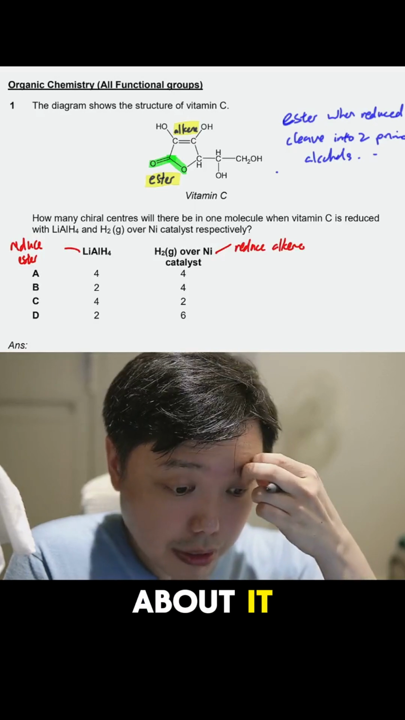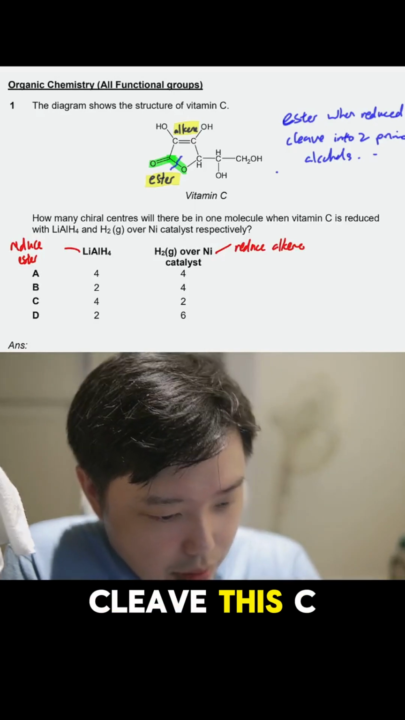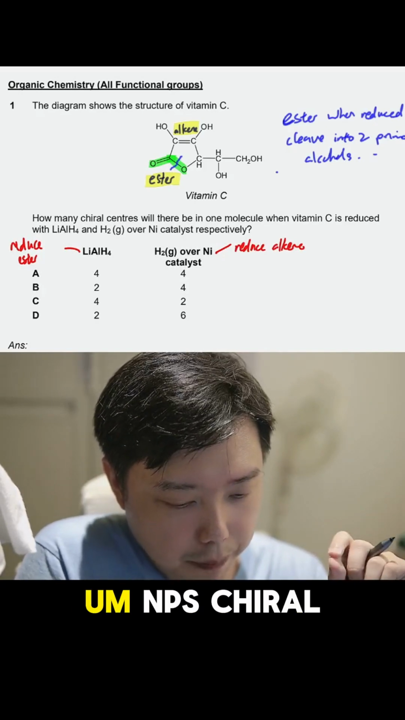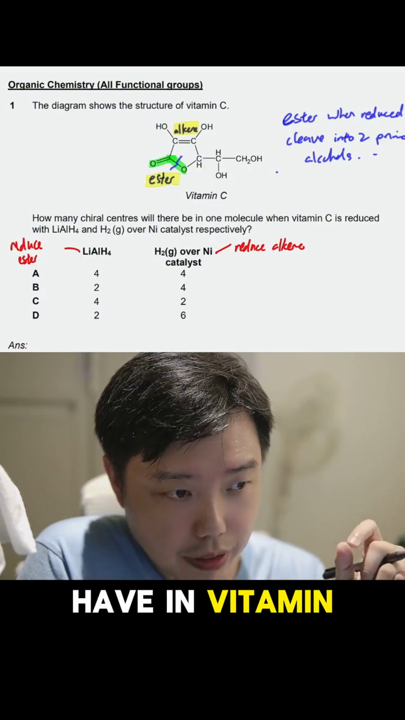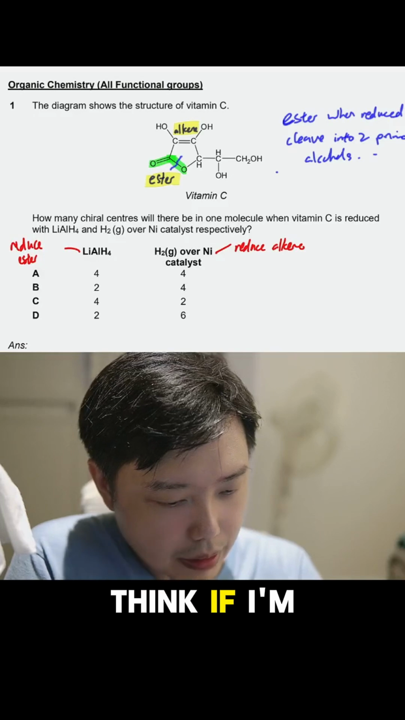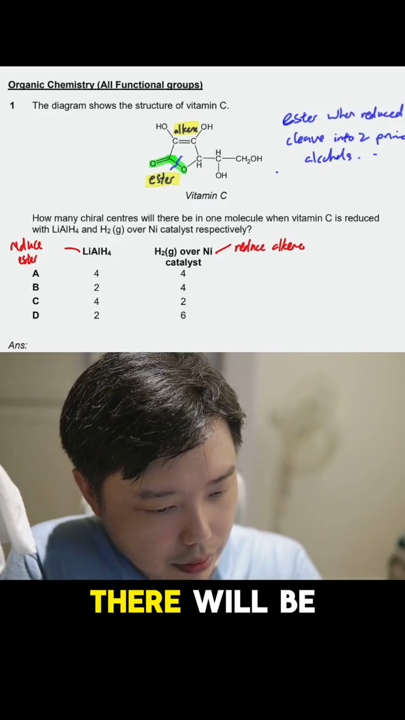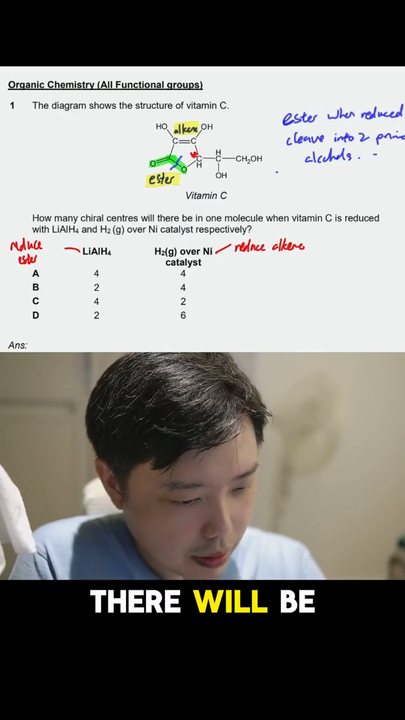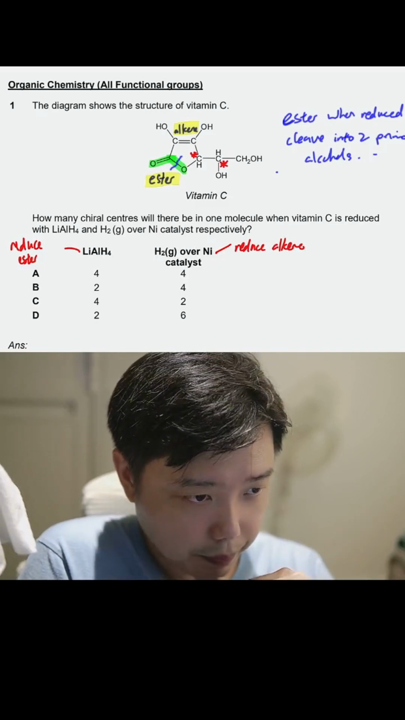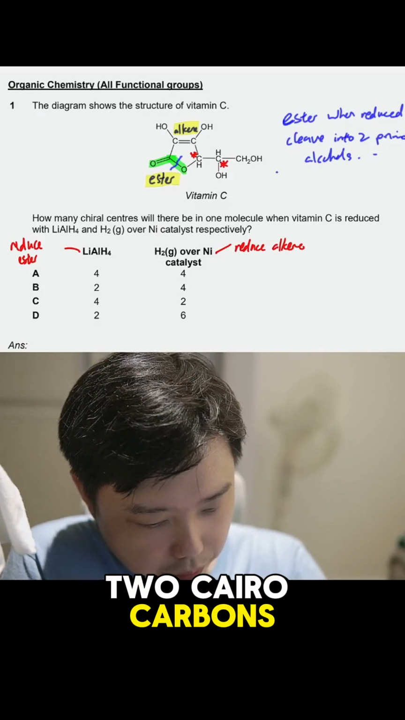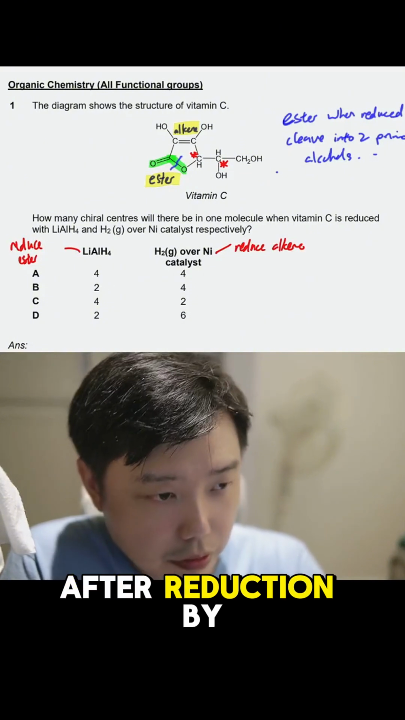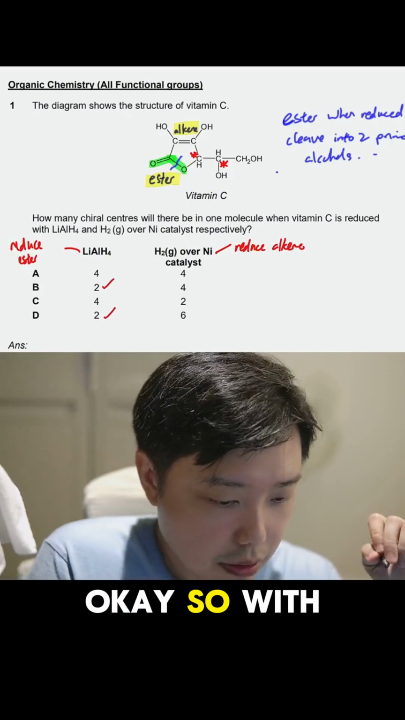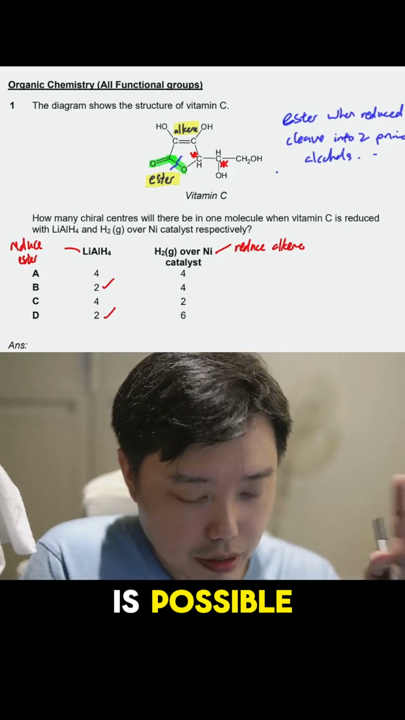So if you just think about it, you cleave this C single bond O, and then you form two primary alcohols. Then how many chiral centers will you have in vitamin C? Okay, so I think if I'm not wrong, there will be one here, one chiral, and there will be a second chiral here. Okay, so there's only two chiral carbons in the molecule after reduction by lithium aluminium hydride. So with two chiral centers, option B and D is possible.